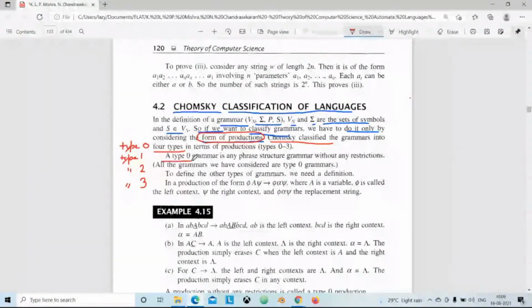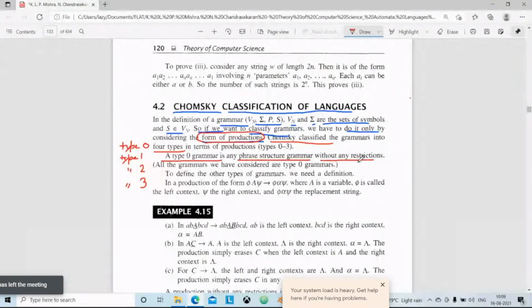Type 0 grammar is any phrase structure grammar without any restrictions. All the grammars which we have considered are type 0, basically the most general form of the grammar, where we don't apply any kind of restriction. We'll see a few examples, then it will be clear.